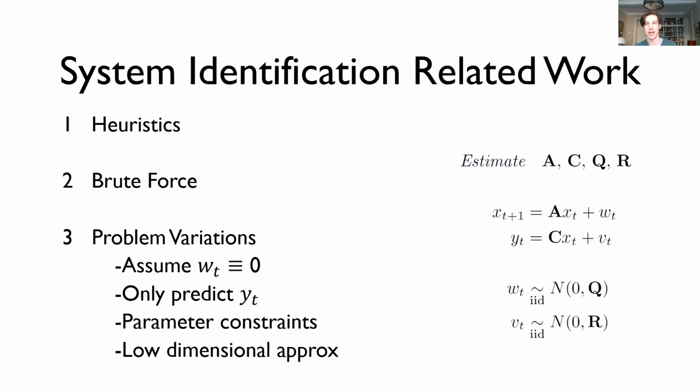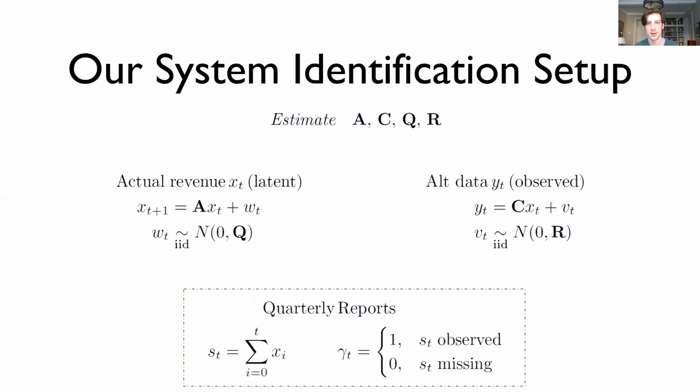So we live in this third category of problem variations, but we do so by incorporating additional information, in our case, quarterly reports. So it turns out the added quarterly constraint is significant. In fact, if we observe ST with any non-zero frequency, then we can provide consistent estimators for all the parameters, and our estimators are unbiased for half the parameters.